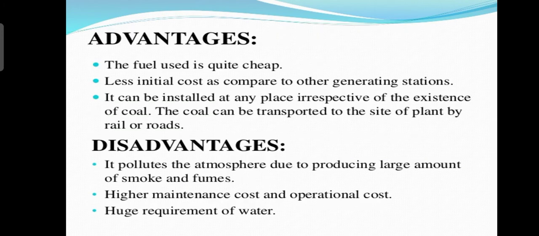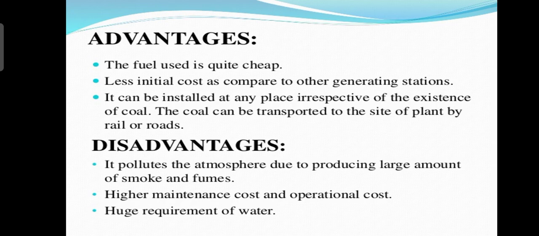Advantages. The fuel used is cheap, and the generation cost is less compared to other generating stations. It can be installed at any place irrespective of the location of coal. The coal can be transported to the site of the plant by rail or road.